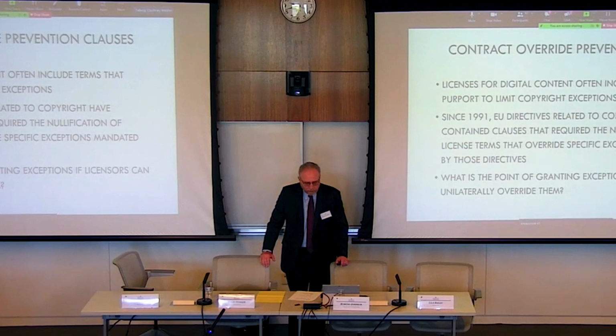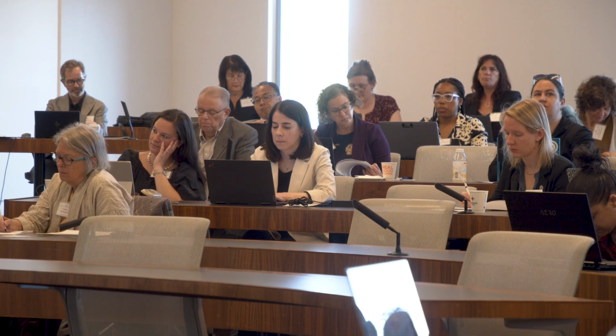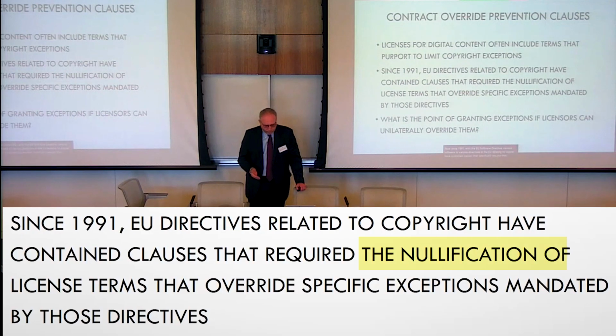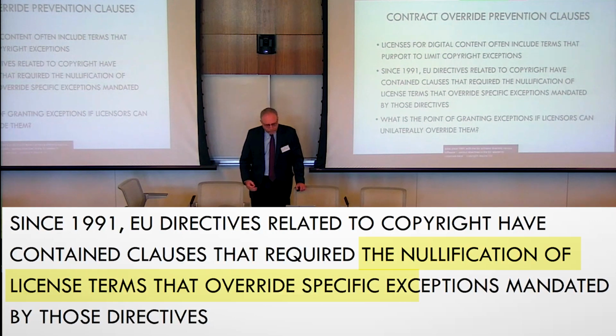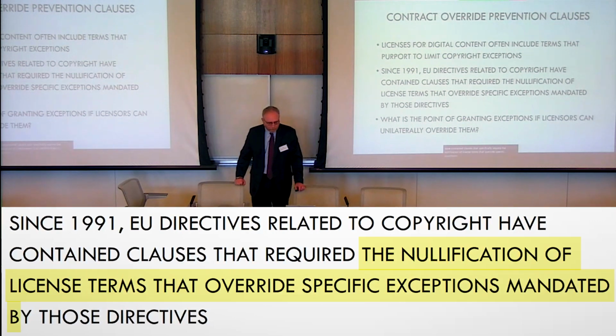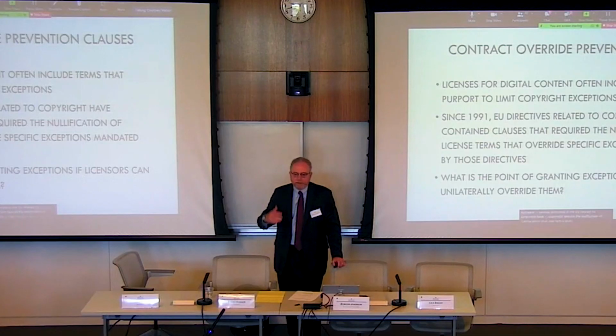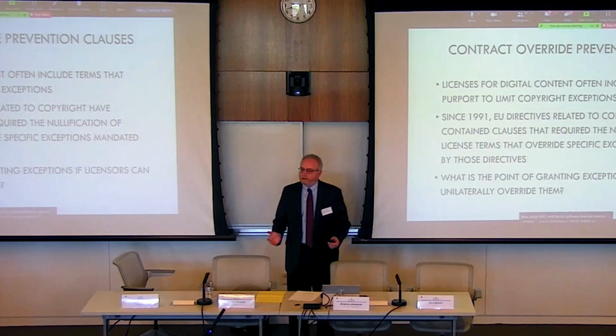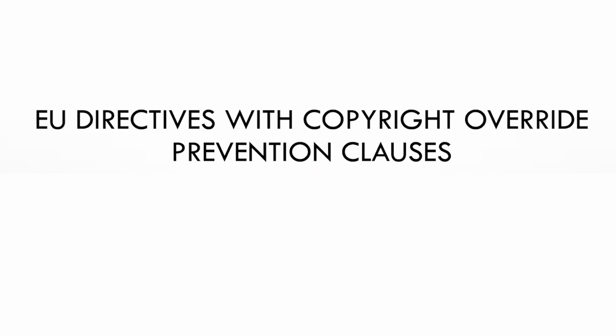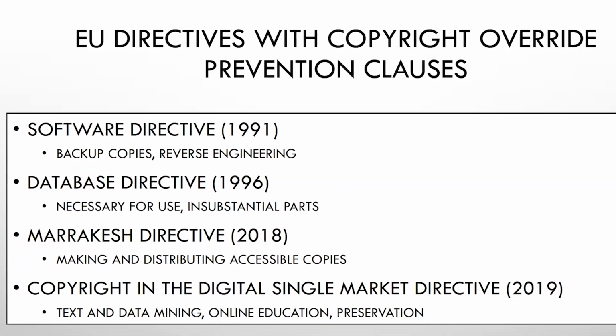Since 1991, various directives in the EU relating to copyright have contained clauses that specifically require the nullification of license terms that override specific exceptions mandated by the directives. Europe has been aware of this tension between copyright and contract for over 30 years. The basic principle is, what was the point of negotiating and adopting these exceptions if the licensor could simply override it with a license term? So far in 4 directives, we have these clauses.